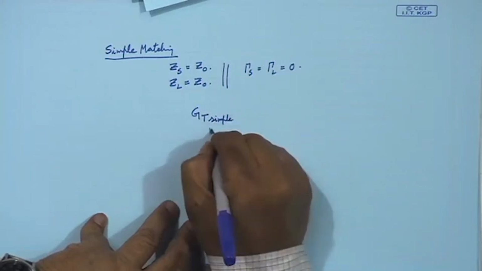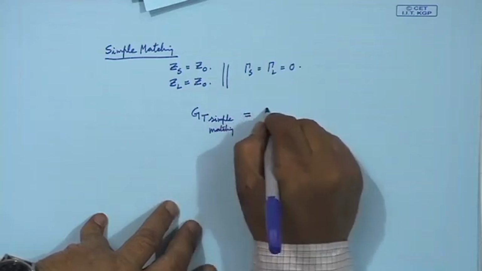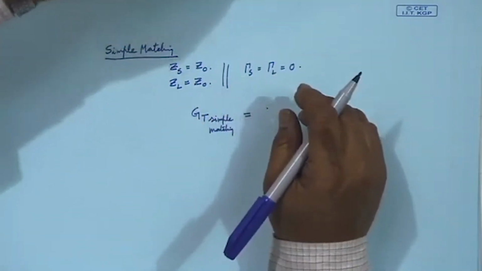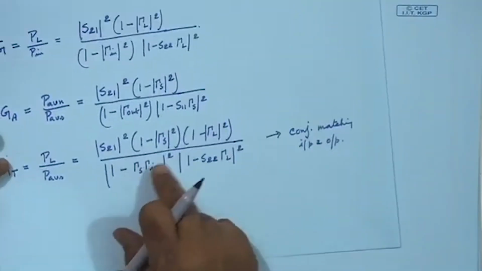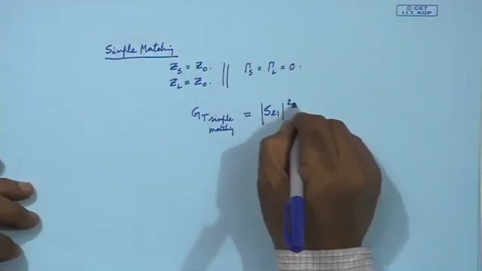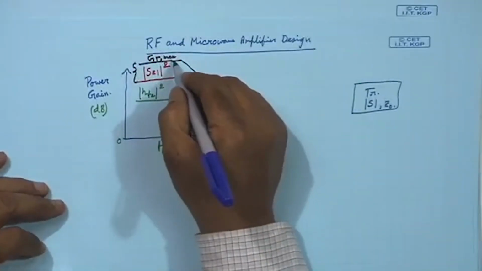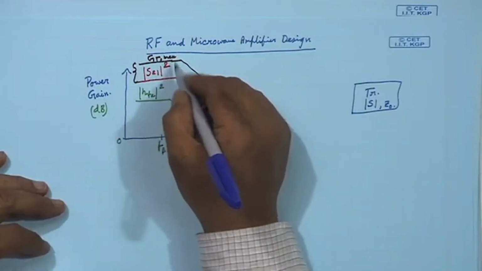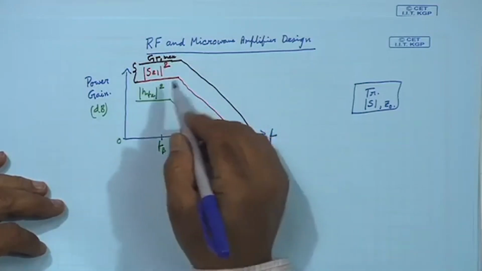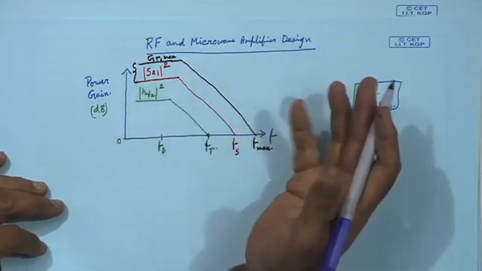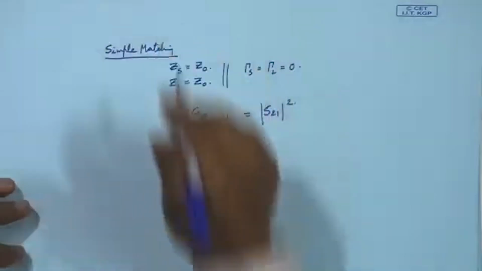for simple matching? It will be the expression we just derived. If I put gamma S and gamma L as 0, it becomes simply S21 square. So by simple matching, whatever the transistor as a device is giving me, I can achieve that. So let us see this first graph. Here I am not taking advantage of this graph, so I am not a good RF engineer, but if this is sufficient, that whatever the transistor is giving I want the transducer gain to be that, I can do that simply by simple matching.